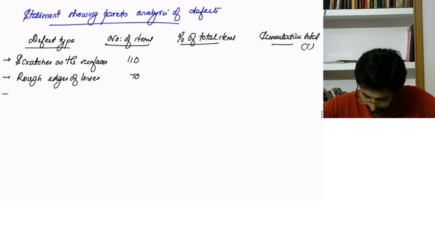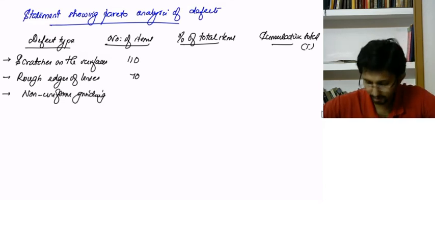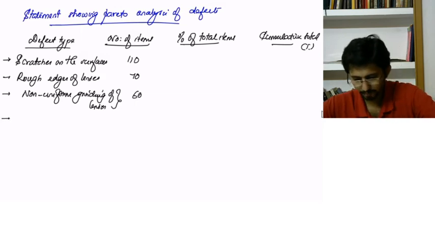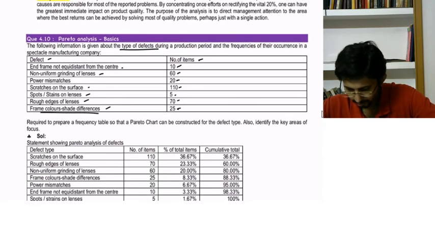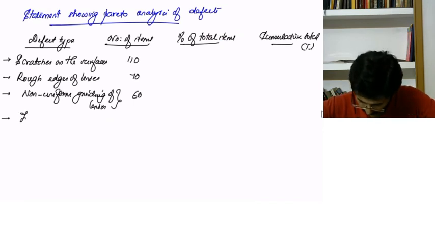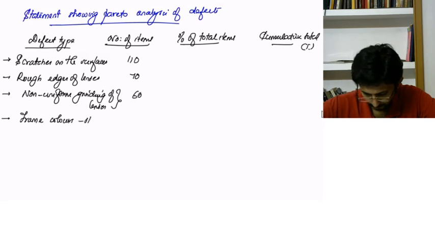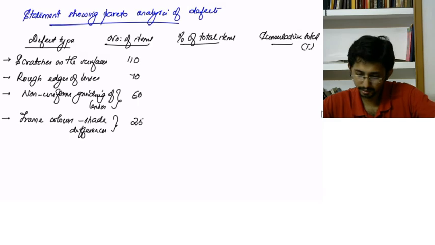Then non-uniform grinding. Non-uniform grinding of what? Lenses. How many instances? 60 instances. Okay, then frame colors shade differences, which is that frame colors shade differences, 25. You have 25. Then next is, what is next?